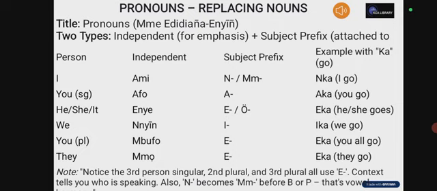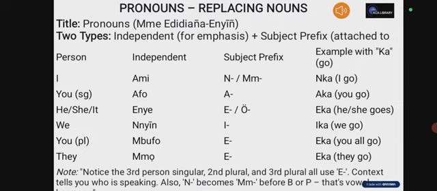The second type is subject prefixes. These attach to the front of verbs and are used in normal, everyday speech. The common ones are N for I, A for you singular, E for he, she, it, they, and I for we. So instead of always saying ndaya, most speakers just say ndaya for I eat. The prefix already tells you the subject is I. This is why Efik-Ibibio sentences can sound short but still be complete.